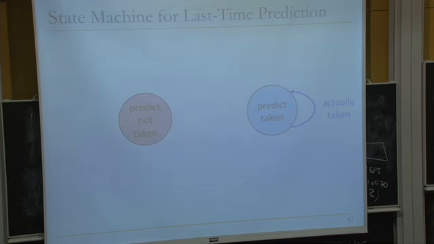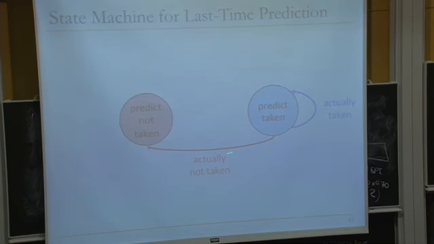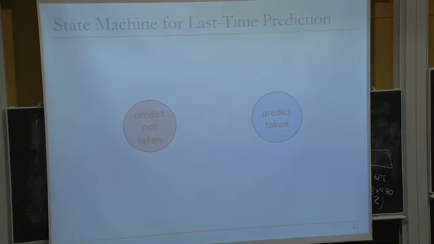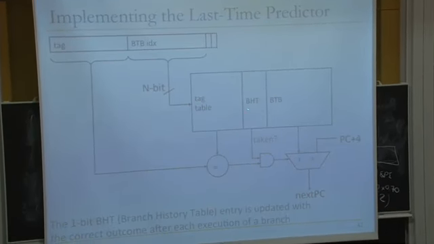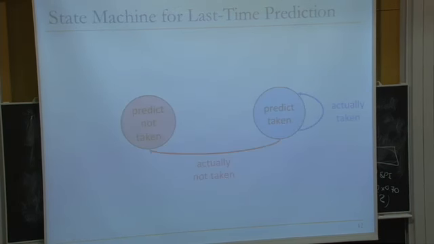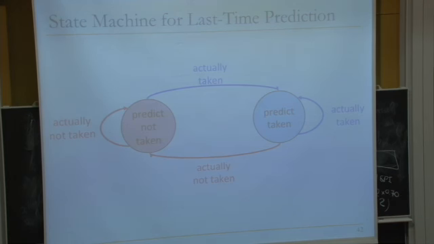Let's say you start with predicting taken. If the branch is actually taken, you stay in this state. If the branch is actually not taken, when you resolve the branch, you change this bit in the branch history table. We will see this in more detail later. You change the bit to predict not taken, let's say 0. And you can complete the state diagram, right? If you're predicted not taken and the branch is actually taken, you go to predicted taken state.